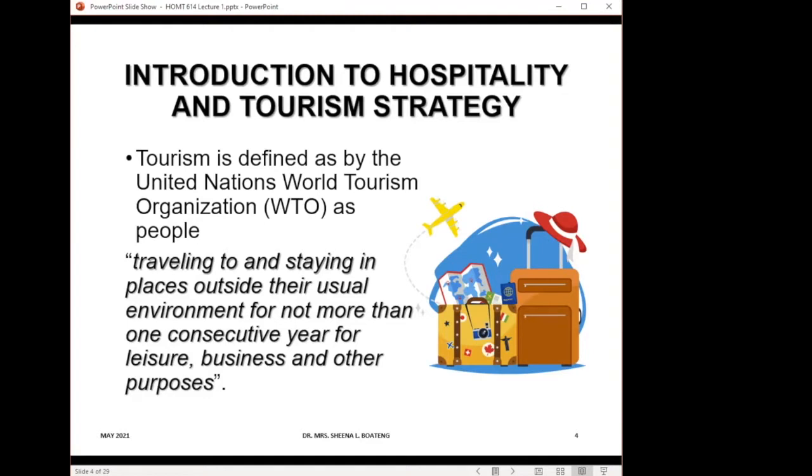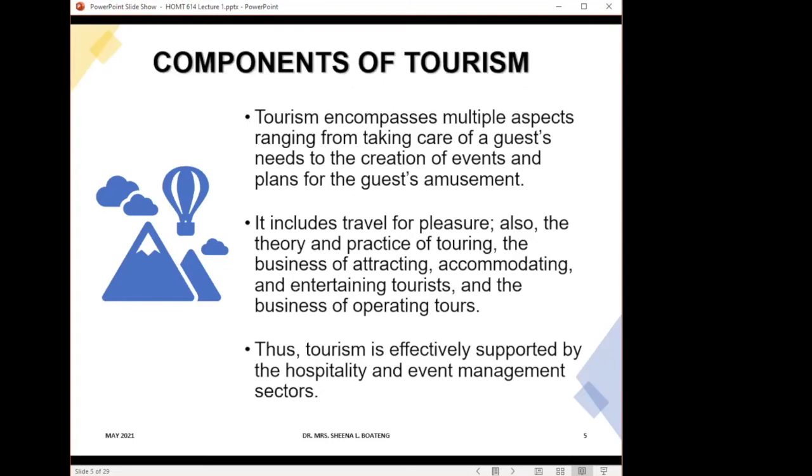Good. So as long as you are leaving your usual environment and you are staying for less than a year, it can be referred to as tourism. Now, with that understanding, what are the components of tourism?